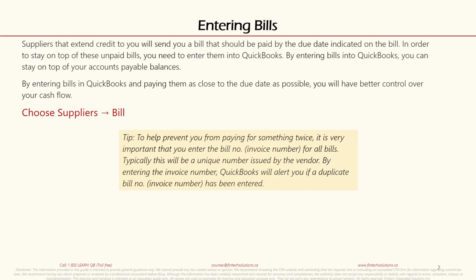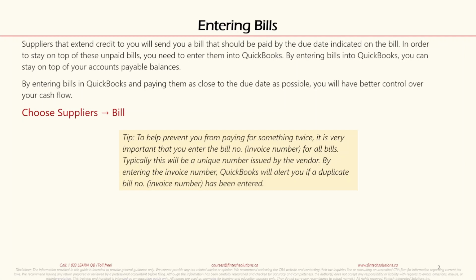So accounts payable is the money which is to be paid to the suppliers or the vendors, and it is a liability for the business. So in the balance sheet, it will be shown in the section of liabilities. By entering bills in QuickBooks and paying them as close to the due dates as possible, you will have better control over your cash flow.